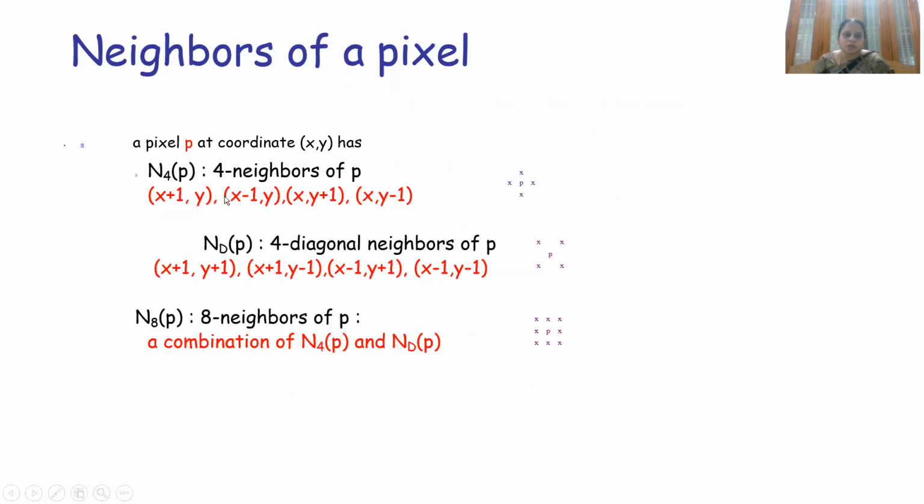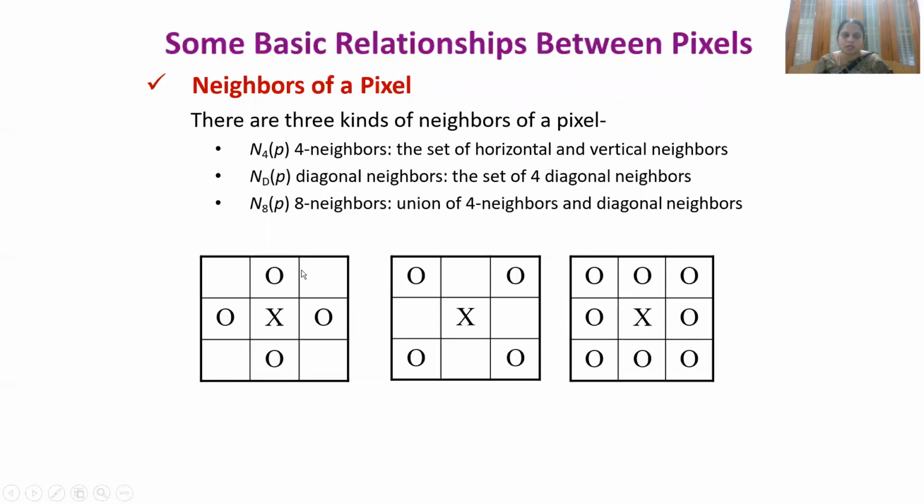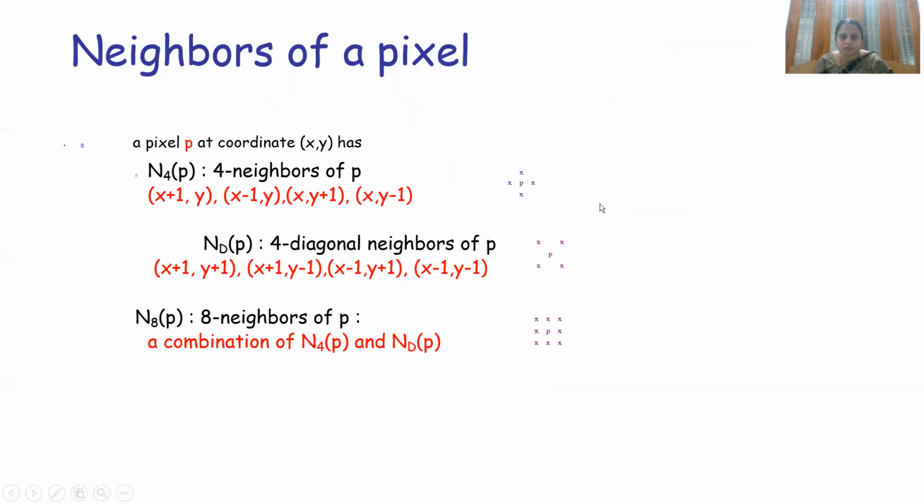So that is the same thing I am showing here with coordinates: x plus 1 y, x minus 1 y. If a pixel is here, this one is x plus 1 with the same y. So x plus 1 y, x minus 1 y. This is x comma y plus 1. Here the same x axis, so this one is y plus 1, this one is y minus 1.